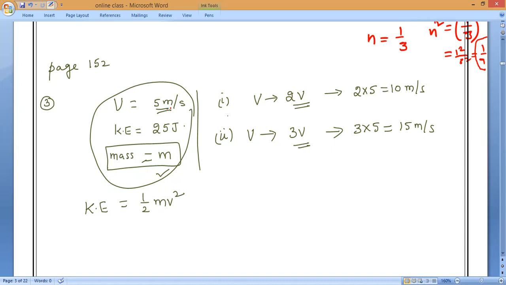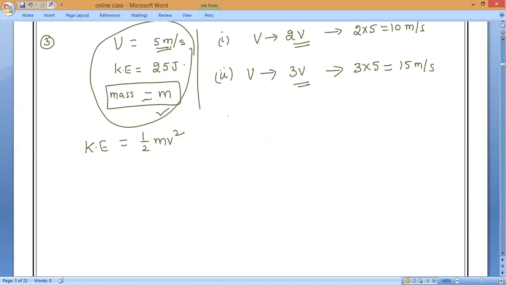At least say yes or no. Yes or no, guys? Yes. So now you can see, let us find the mass of the object. Now what is the kinetic energy given? 25 joules, which is equal to half into m into velocity square. What is the velocity? 5 square. So 1 by 2 into m into 5 square means 25, which is equal to 25.